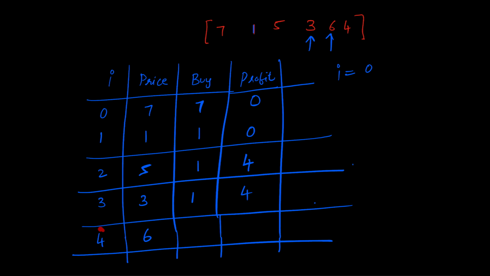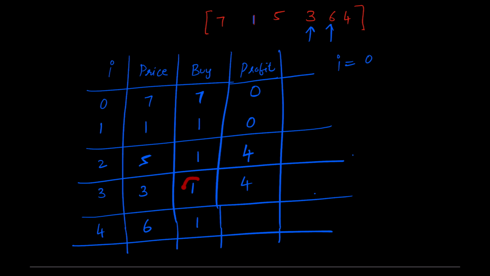For the next run, i is equal to 4, the value is 6. Comparing the buy price, it is still greater than the current minimum, so we'll ignore it. And then we'll calculate the maximum profit, which is the difference of 6 and 1. The profit is 5, which is greater than the max profit. We'll repeat the same iteration for the remaining elements in the array, and at the end, return the profit as our output.